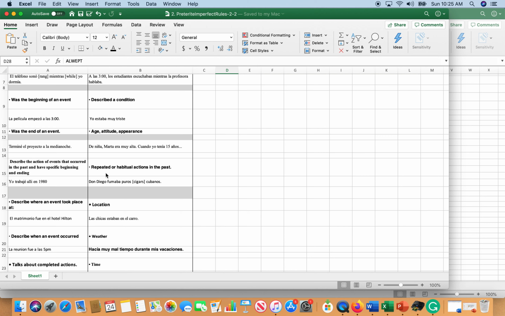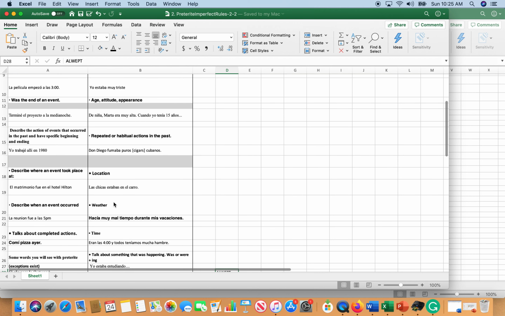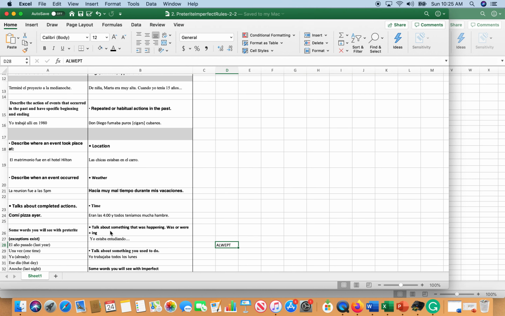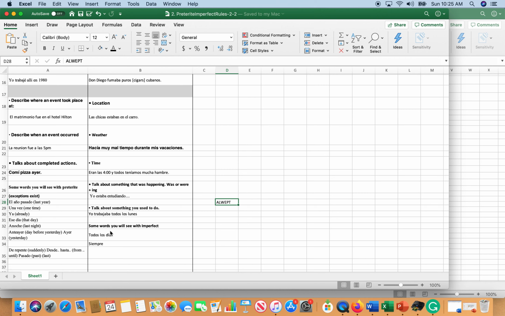We already talked about this one. Actions that were repeating multiple times in the past. And also when you talk about location of items, where things were located in the past. All right, for example, my shoes were in the trunk of my car. The girls were inside the car. My basketball was inside my closet. So location of items, you have to use imperfecto. When you talk about time, you have to use imperfecto. When you talk about weather, you have to use imperfecto.